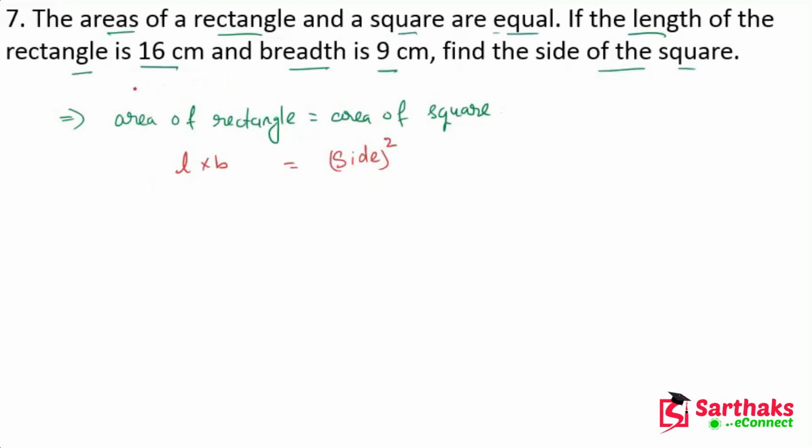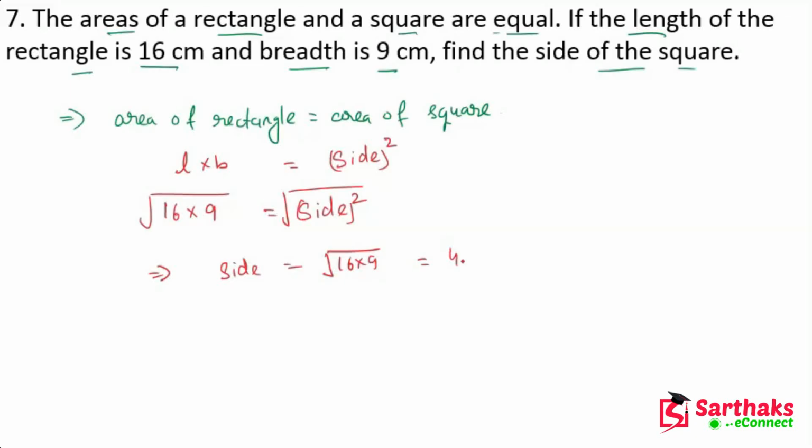Now the length is 16 and the breadth is 9, and here is side square. Now take the under root on both sides. So side will become under root 16 into 9. Under root of 16 is 4 and under root of 9 is 3. So this is 4 into 3, and this will become 12. So the side is 12 centimeter.